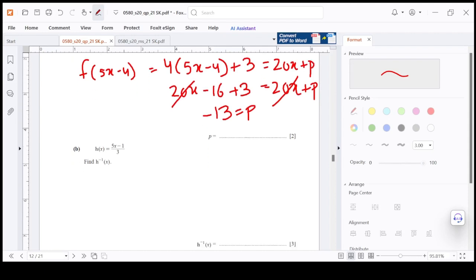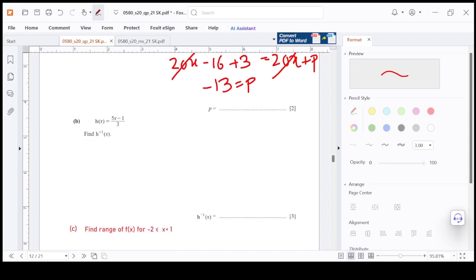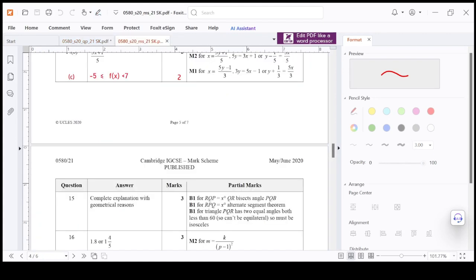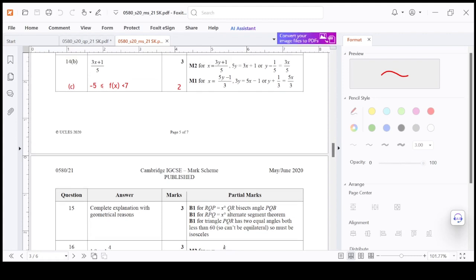Okay. In the next part, we have to find the inverse of this. So we start with y equals (5x minus 1) upon 3. Next, we make x the subject. So (3y plus 1) over 5 equals x. I did it in one step. Now the answer would be this, but y gets replaced with x. So (3x plus 1) over 5 should be the answer. Yes, that is right.